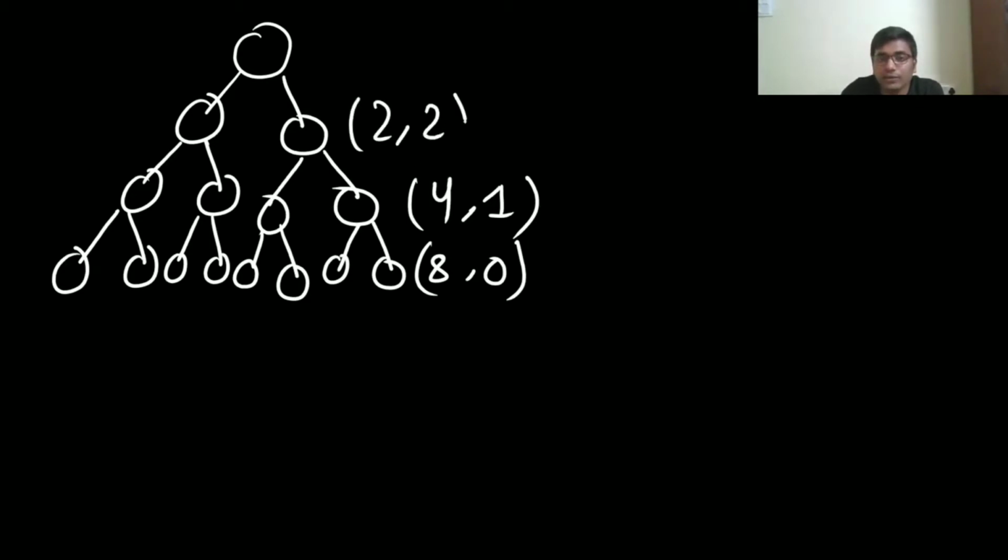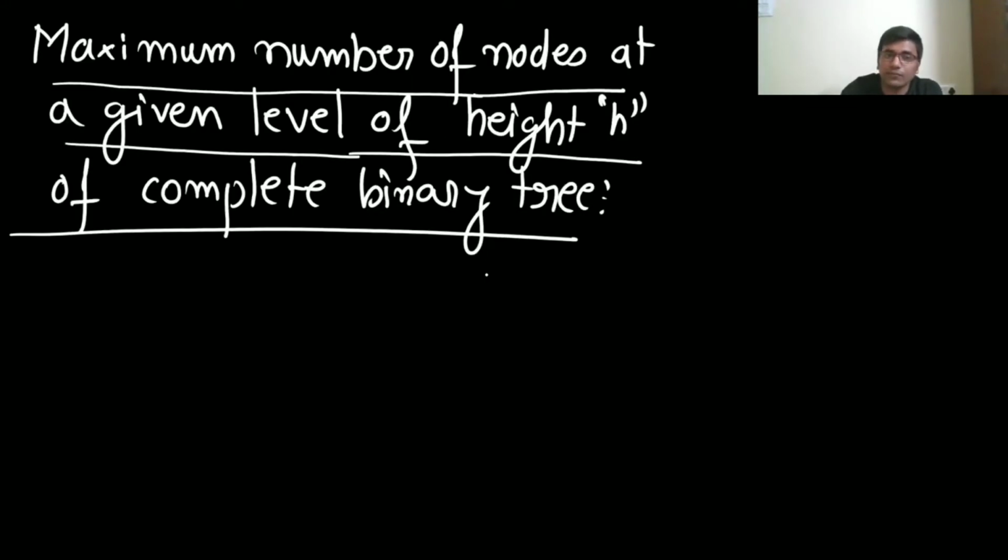Now this is having height 0. How many maximum nodes are there at height 0? 1, 2, 3, 4, 5, 6, 7, 8. 8. Height is 1. How many nodes are there having height 1? 1, 2, 3, 4. How many nodes are we having of height 2? 2. And height 3, how many nodes? 1.